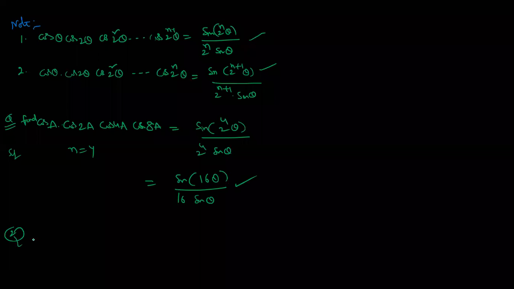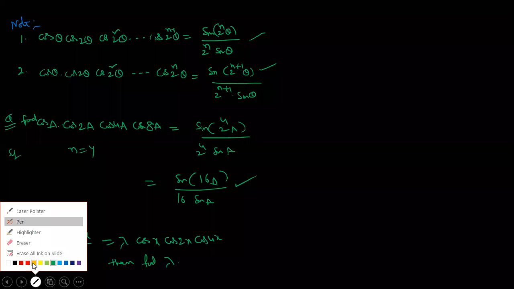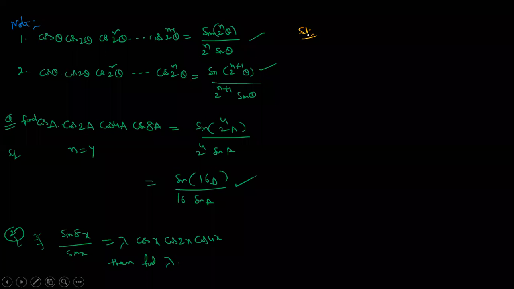Second question. For the same model, how they are asking: see, if sin 8x by sin x is equal to lambda times cos x, cos 2x, cos 4x. Can you find lambda, anyone? Here one more thing, theta means he should write A only, in terms of A. What is the answer?